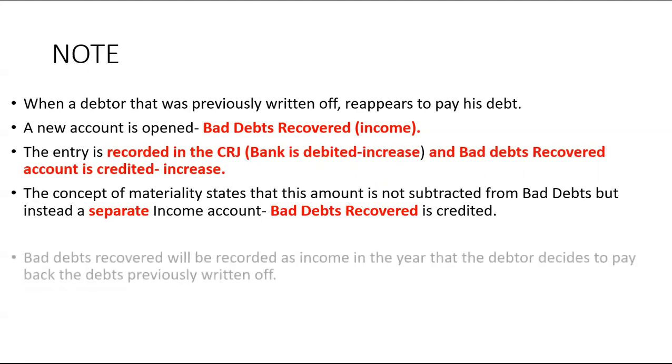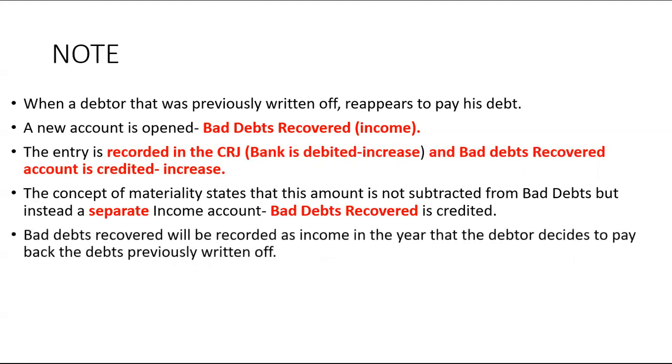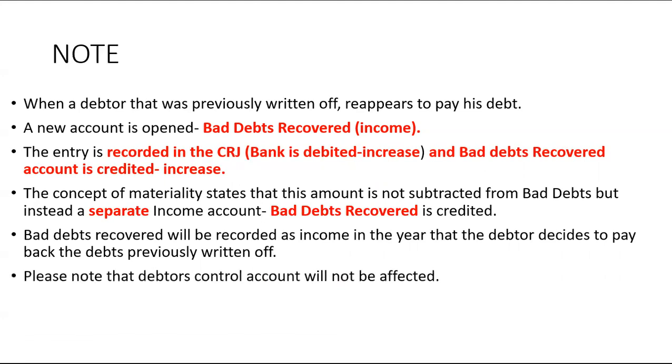Bad debts recovered will be recorded as income in the year that it is received, in the year that a debtor pays us. We don't record it in the year when the debtor was written off. No, we record it if the debtor decides to pay us after 5 years. In that 5th year, we are going to record bad debts recovered as income. Please note that the debtors control account will not be affected when the debtor comes back to pay us.